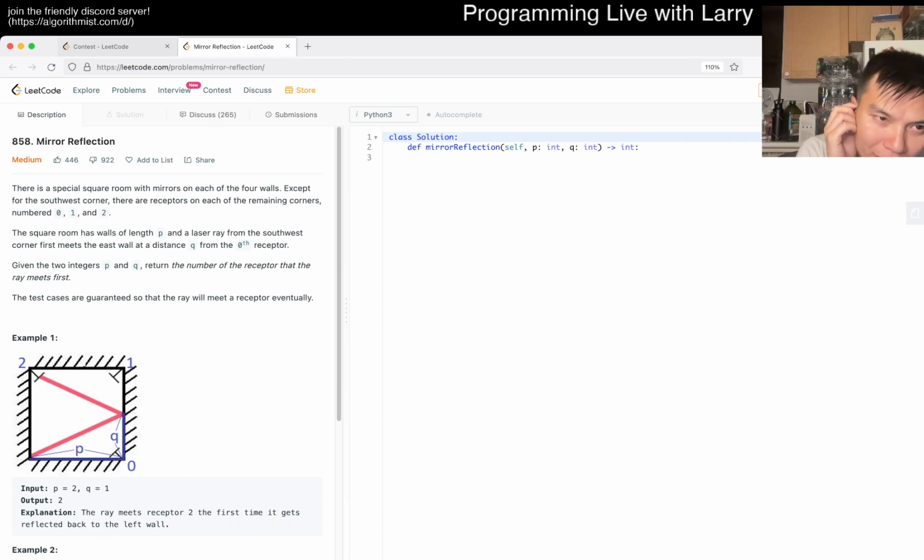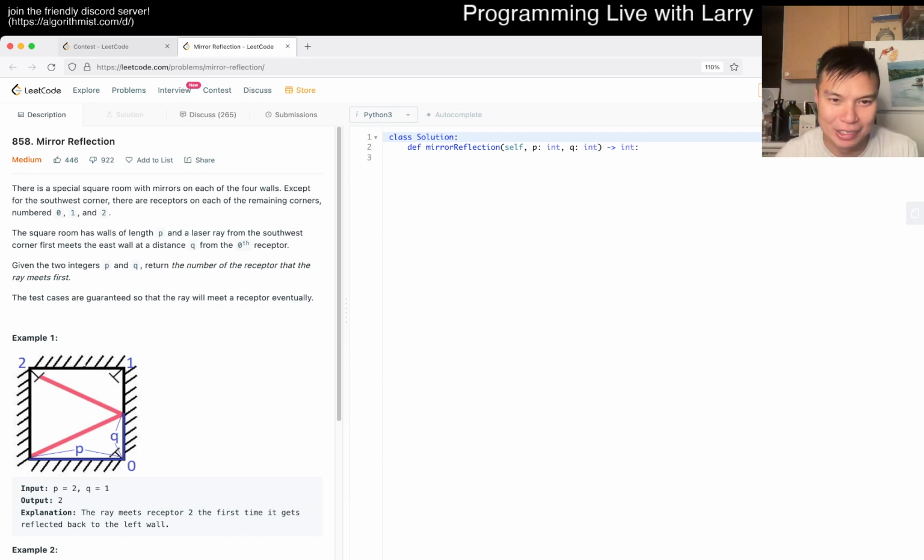Mirror reflection. There's a special square room with mirrors on each of the 4 walls. Okay, this one is unique enough that I vaguely remember this, but maybe not. So maybe we'll figure it out. I think I have some idea.